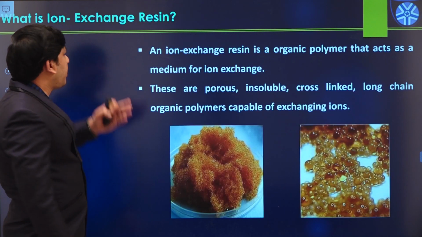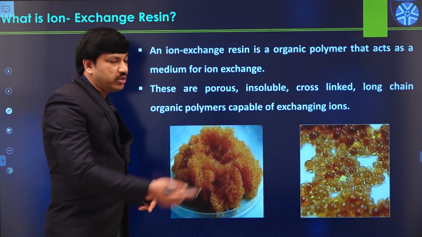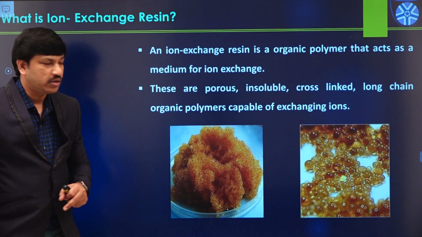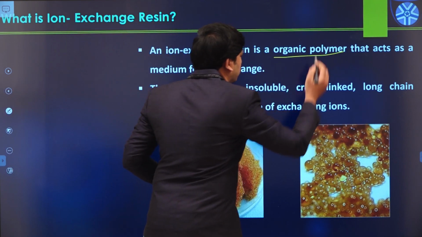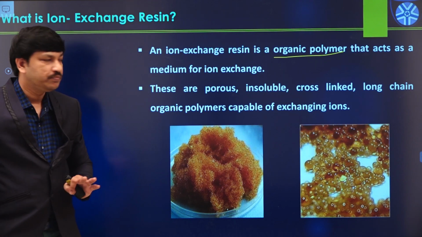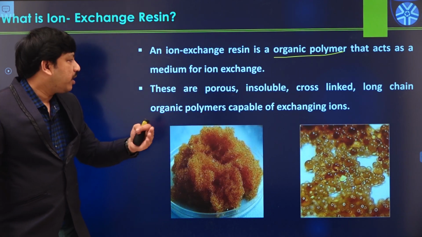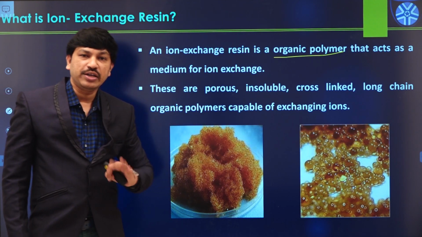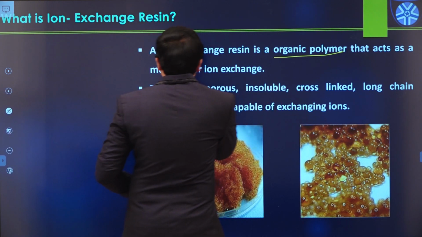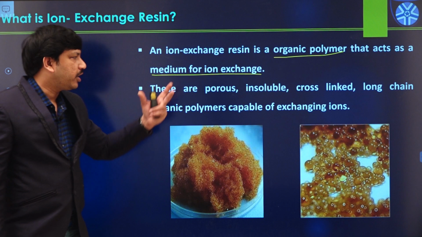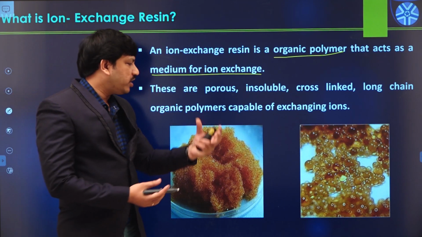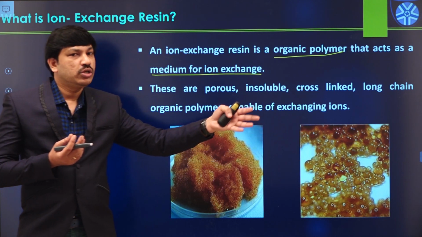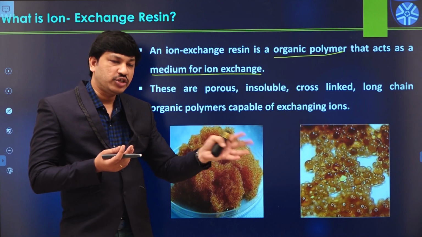Now let us see what an ion exchange resin is. In the ion exchange method, we are using two different resins. One is the cation exchange resin, the other one is the anion exchange resin. Both are organic polymers, but they are able to exchange the cations available in the solution as well as on the resin molecule. So they act as a medium for ion exchange. Ion exchange means the resin molecule contains certain replaceable cations, and our solution contains calcium and magnesium ions. So there is an exchange between them.